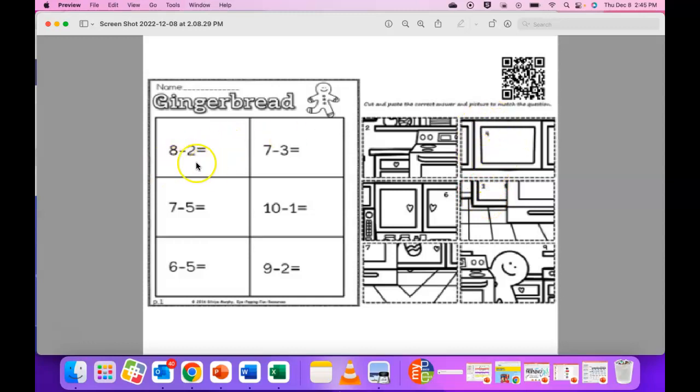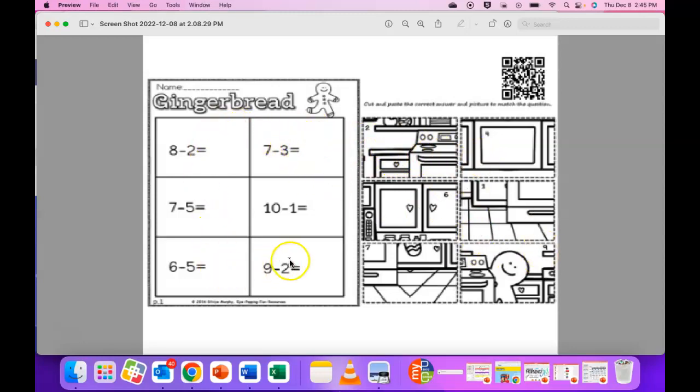So you're going to solve this number sentence, get your answer, and then whatever answer that is, you're going to grab that picture and glue it onto that square, okay? Then you're going to go to this number sentence, solve this number sentence, whatever the answer is, you're going to put that number on that square.